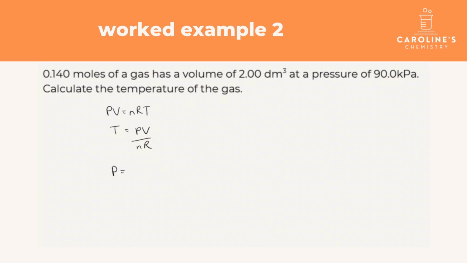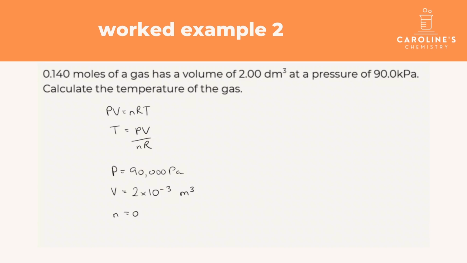So starting with the pressure, we're given 90.0 kilopascals. Now we want this in pascals, our standard units, so we're going to times that by 1,000. So therefore we have 90,000 pascals. Then let's look at volume. So volume is given as 2 decimeters cubed and we want it in meters cubed. So I'm going to have to divide by 1,000 there because 1,000 decimeters cubed fits into 1 meters cubed.